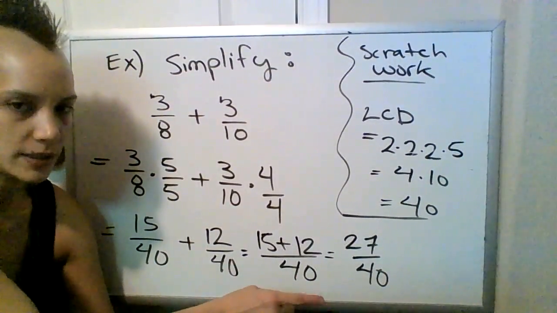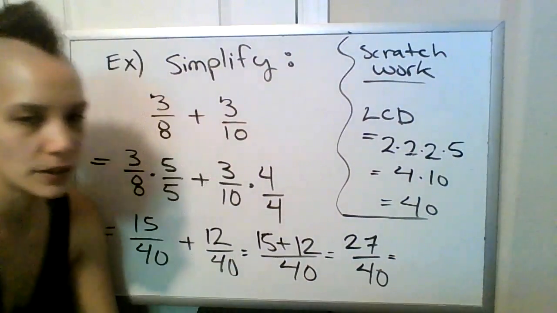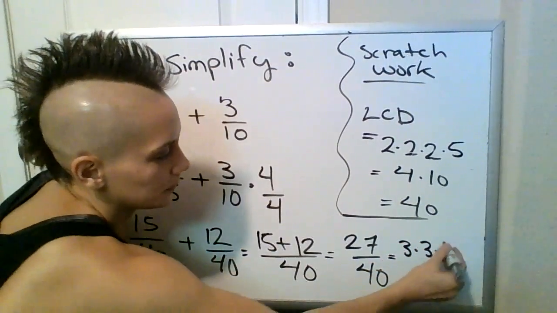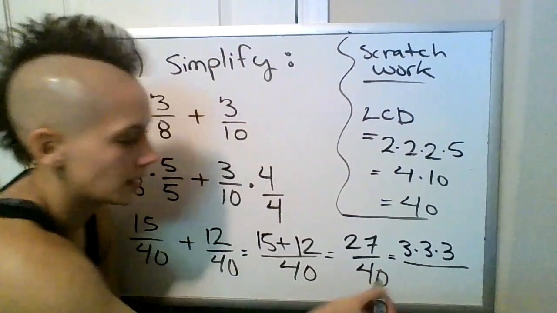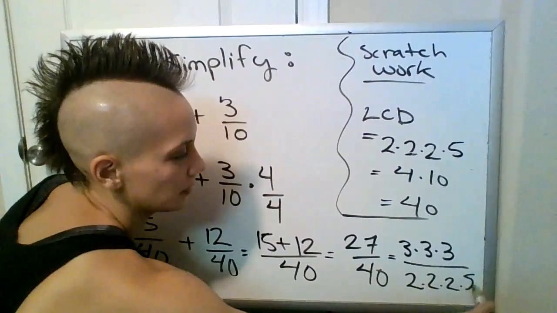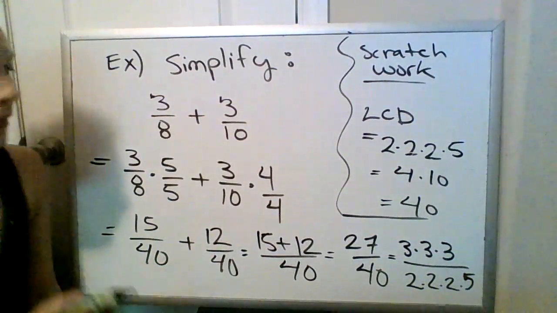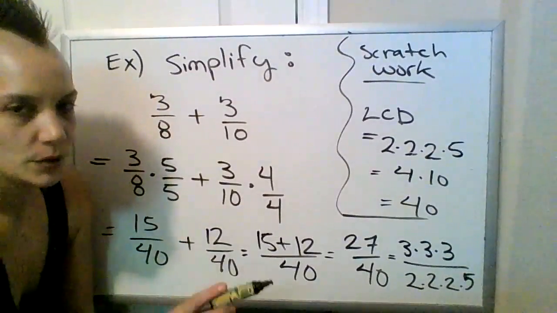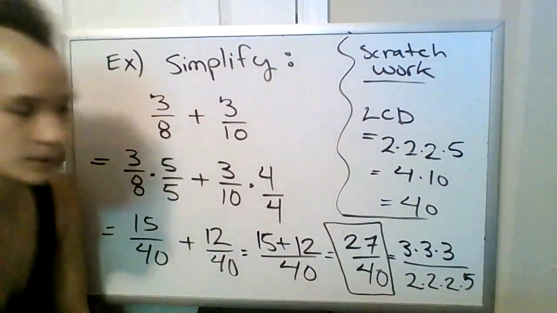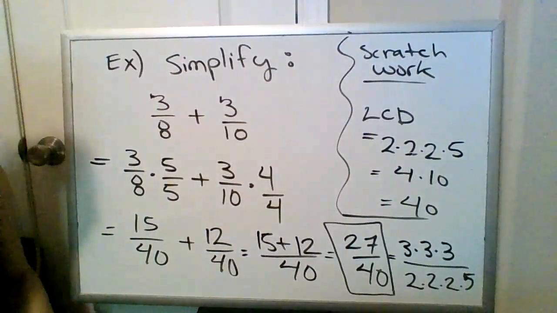Then you want to check that your answer is simplified. So I'm going to factor the numerator and denominator and look for common factors. There are no common factors, so this is fully reduced.